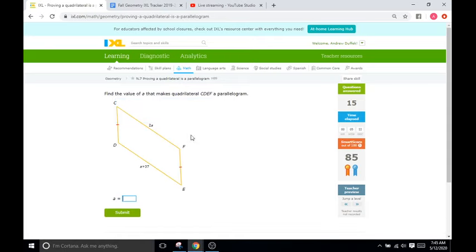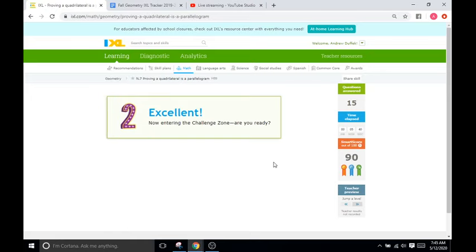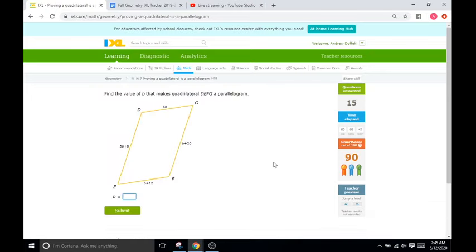Once you get to the very end, you just have to find missing variables. So here you know that CF and DE are going to be the same, so you just set them equal to each other. 2A equals A plus 37, solve for A, and that's going to be your answer there.